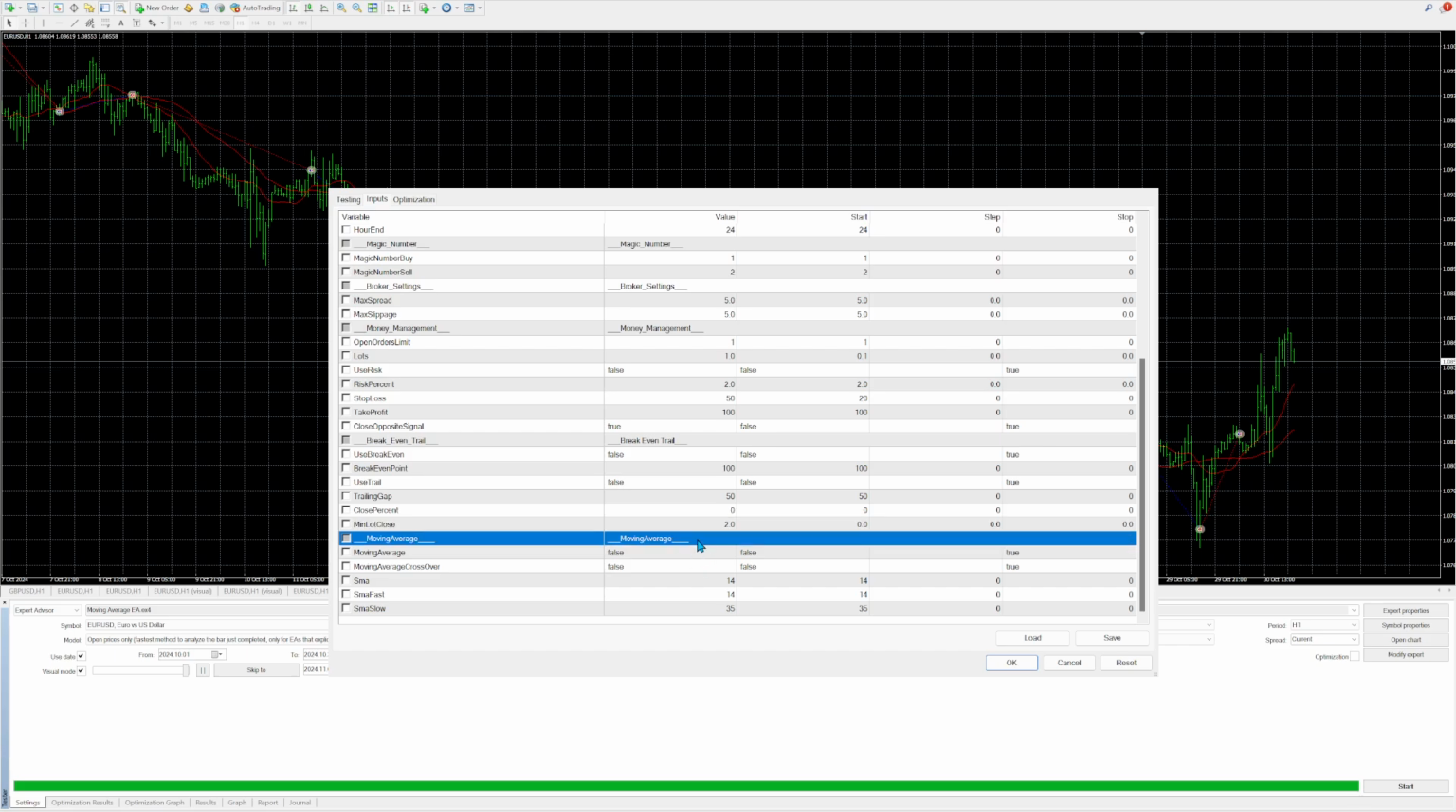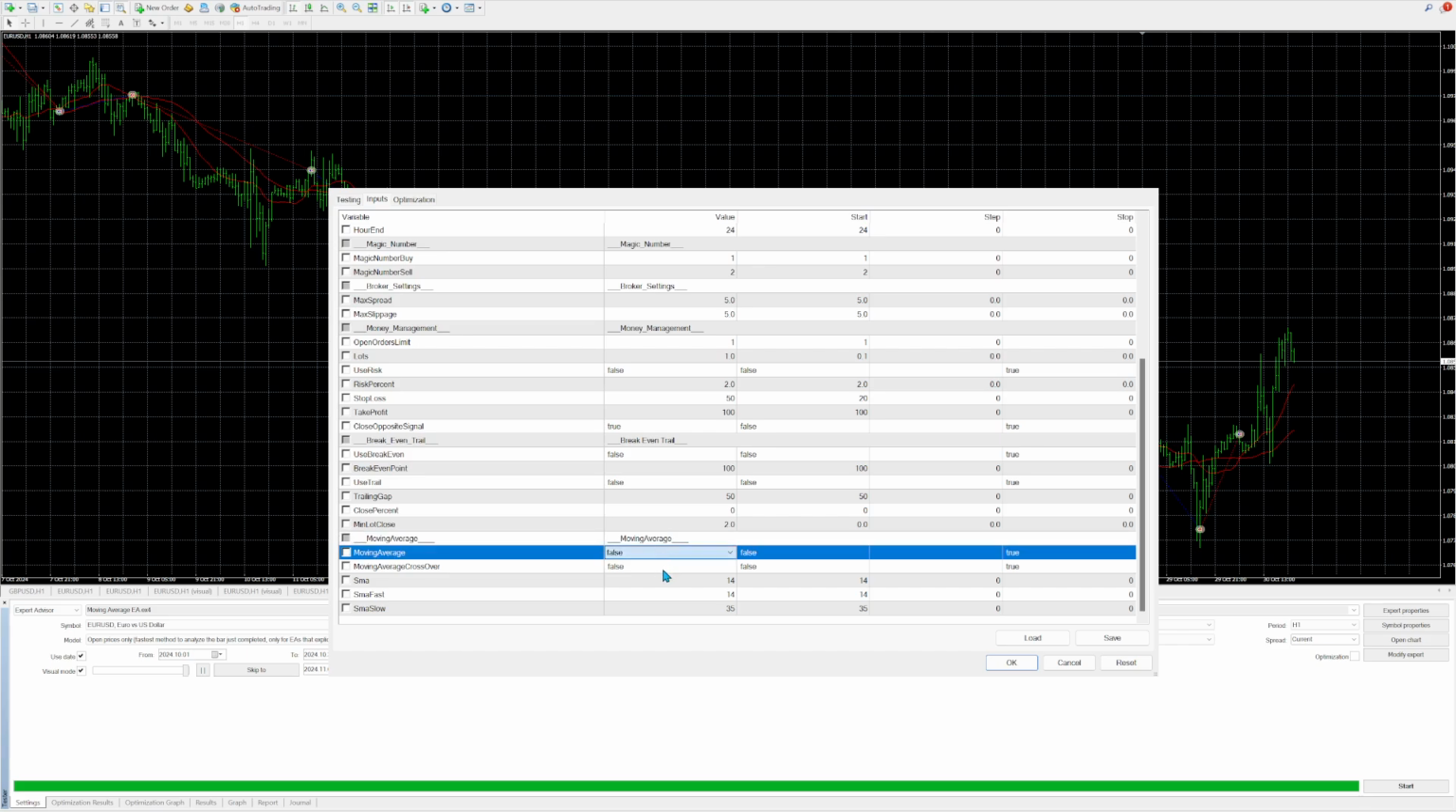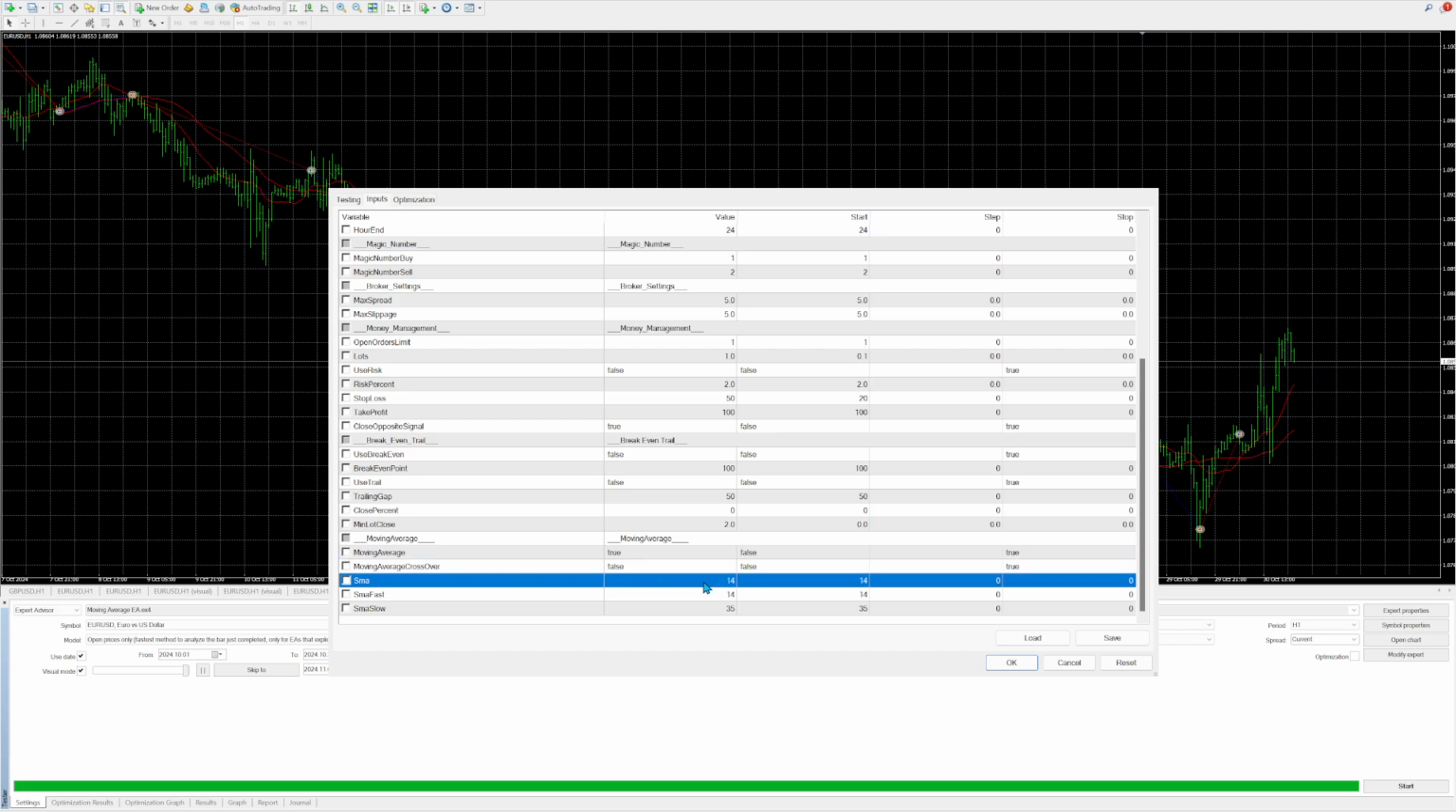Moving average. Okay, so this is the actual strategy that's implemented within the EA. And for this EA, we have two options. So you have a moving average, which basically if price is above the moving average, it will buy. Price is below the moving average, it will sell. And you can change the moving average value here. The default is 14.